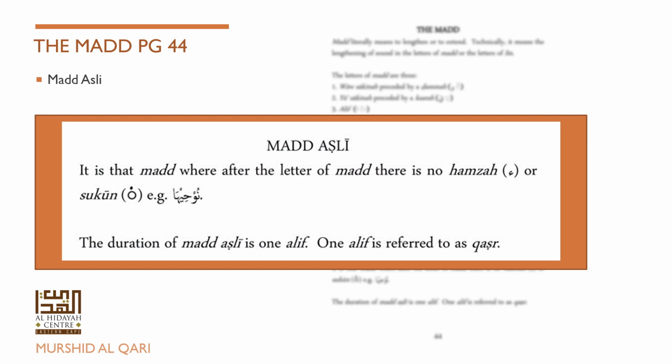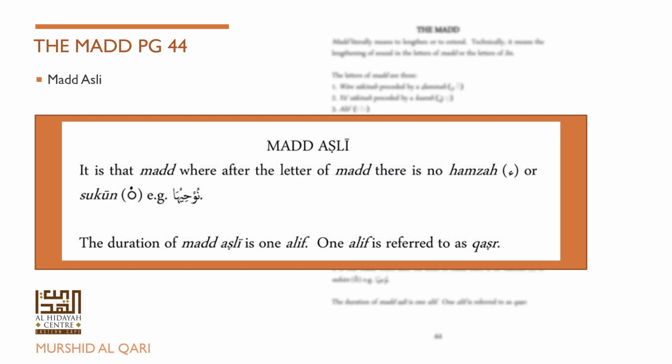So for example, if we look at this mad asli, the example nuhiha, if we read nuhiha, and the teacher tells us make qasr, or it is mad asli, automatically we should know it is nu. We should pull a duration of one alif.